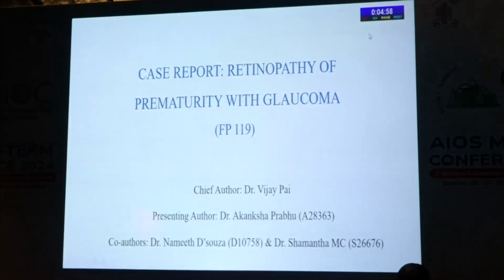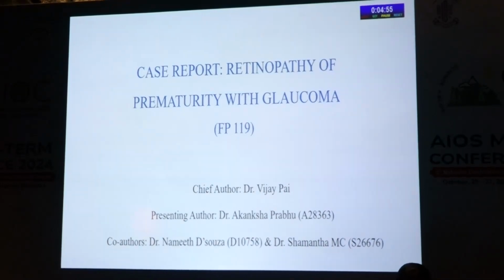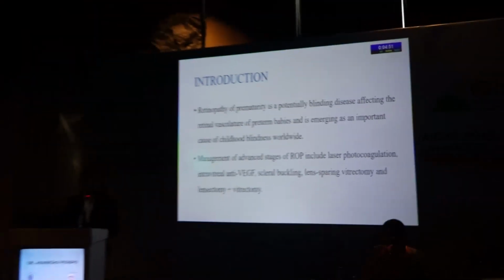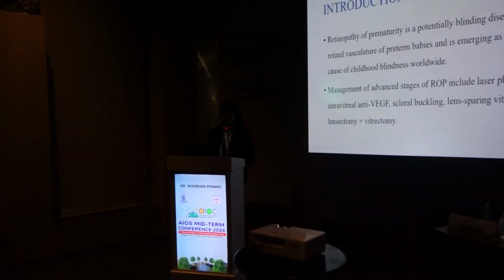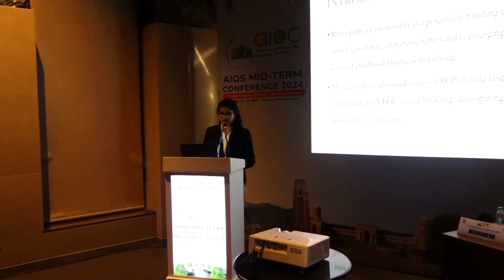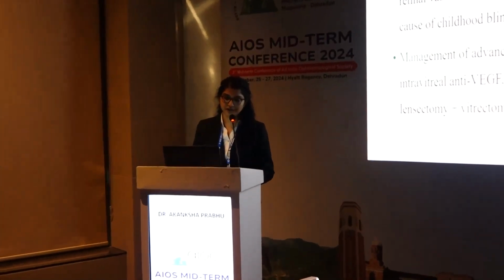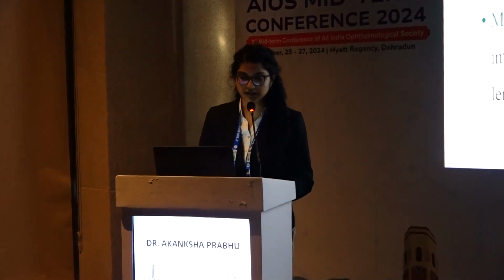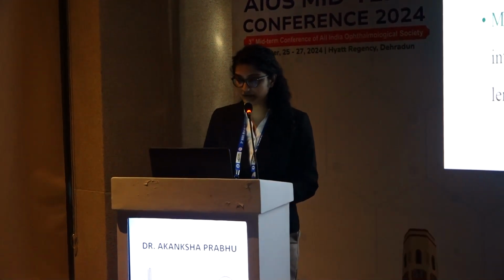Good afternoon everyone. Today I will be presenting a case on ROP with glaucoma. As we know, ROP is a potentially blinding disease affecting the retinal vasculature of preterm babies and is emerging as an important cause of childhood blindness worldwide. Management of advanced stages of ROP include laser photocoagulation, intravitreal anti-VEGF, scleral buckling, lens-sparing vitrectomy and lensectomy plus vitrectomy. Glaucoma is a well-recognized complication of ROP that may be associated with immature development of the anterior chamber, ROP itself or as a complication of ROP treatment.